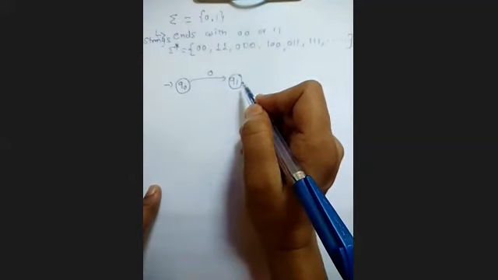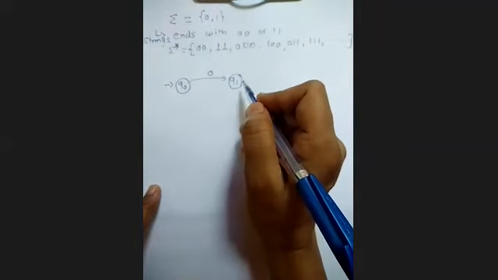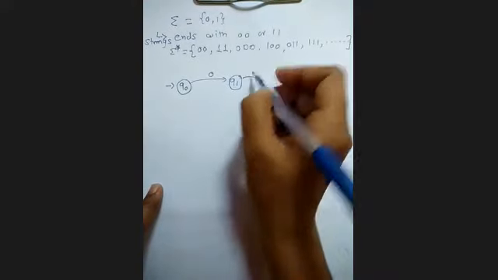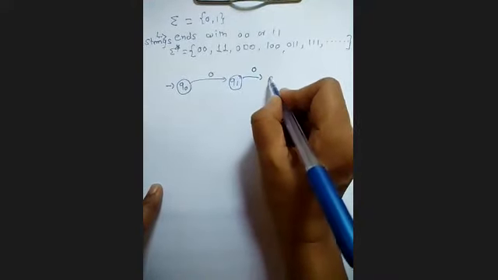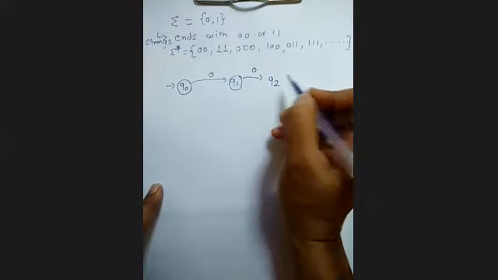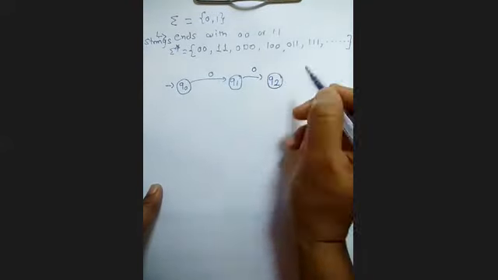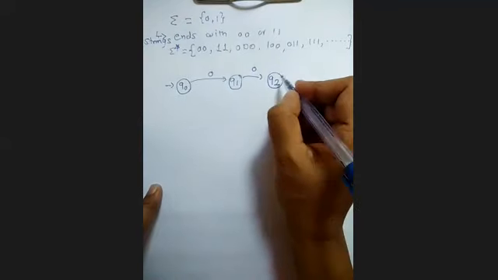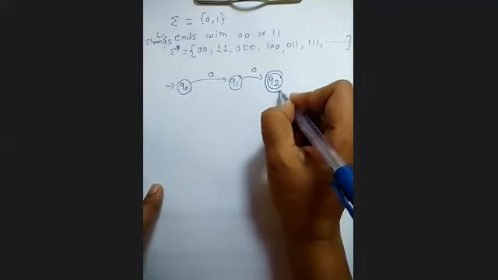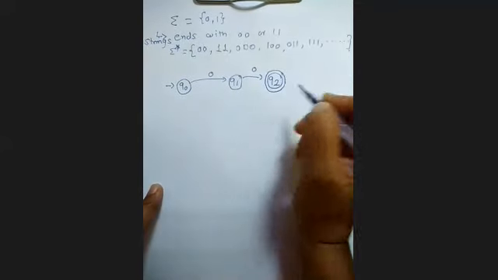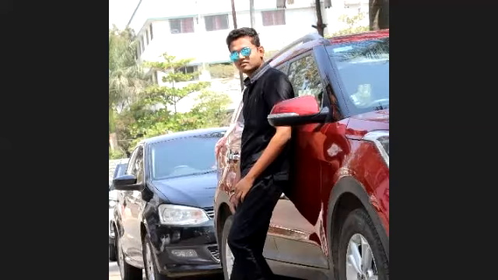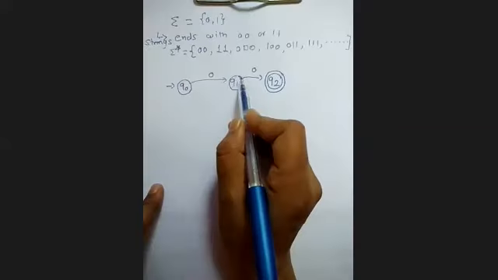From Q1, yes. So from Q1, you need to create a new state, and whether this Q2 will be a final state or not, whether Q2 will be a final state, yes. If it is a final state, then we need to show it using two concentric circles. Okay, so we have completed this for 0 0.